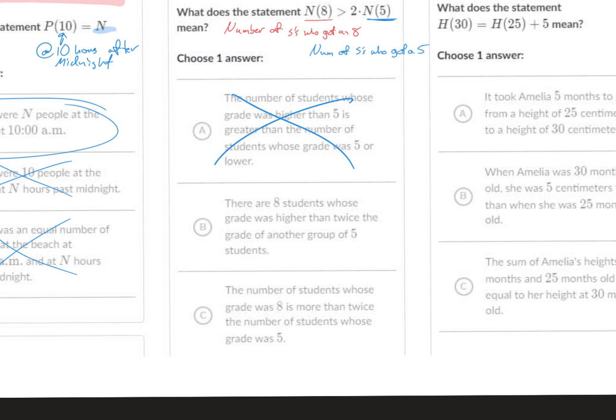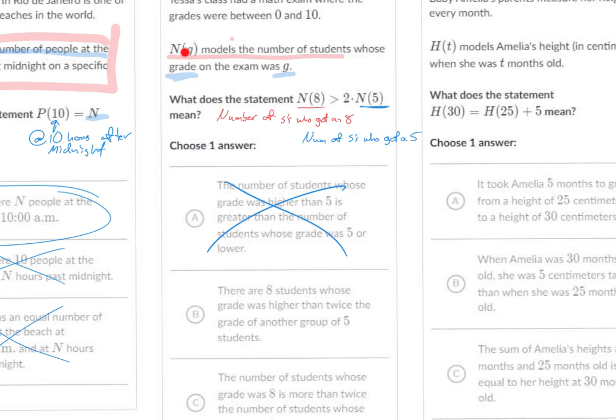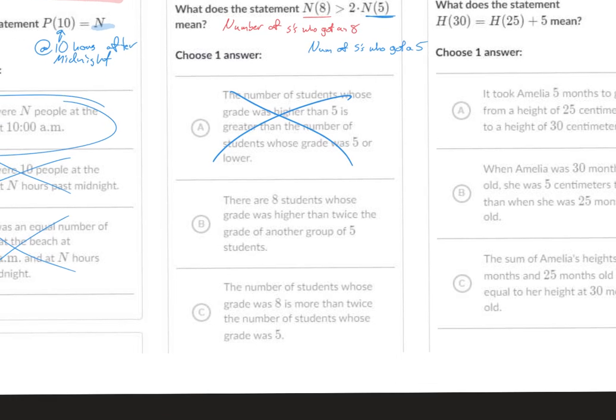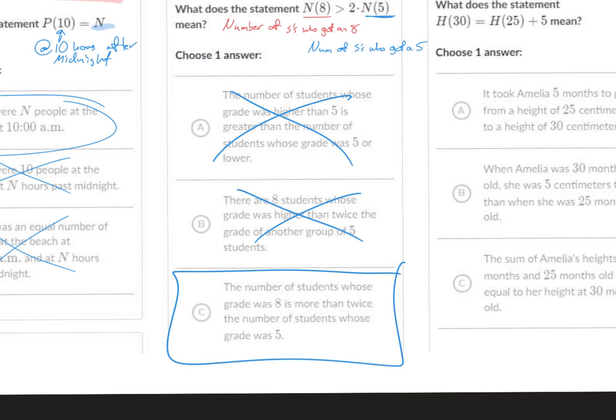There are 8 students whose grade was higher than twice the grade of another group of 5 students. No, remember that number inside is not the number of students, it's the grade. Remember they told us that right here. That G inside is the grade. So that's not going to work either. The number of students whose grade was 8, ooh, that sounds promising because we knew that was the number of students who got an 8, is more than twice the number of students whose grade was 5. Yes, that seems like it's the magic number. There we go. Okay, so we found the right answer.